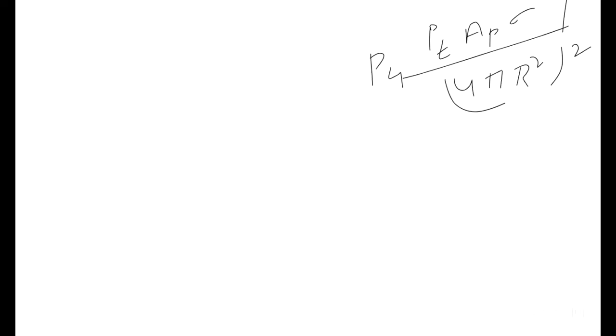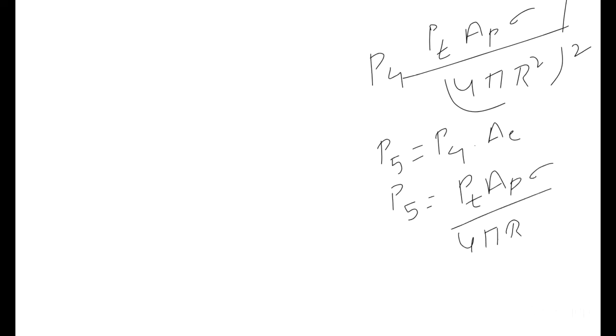So next we write P5. P5 equals P4 times the area of cross section AE. Now, after multiplying with AE, what will P5 be? P5 is equal to P4, as it is. What is the P4 we got? PT times AP, rho by 4 pi r square whole square, times AE, where I am multiplying the above equation with AE.